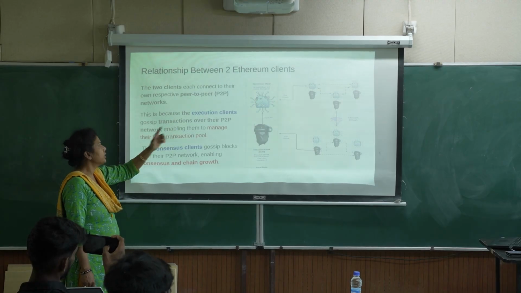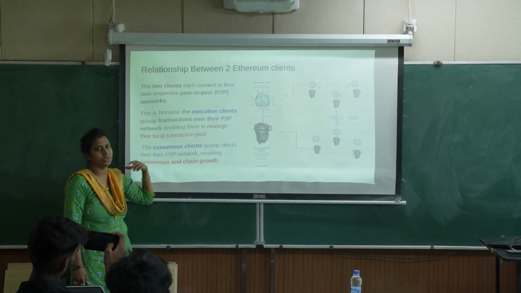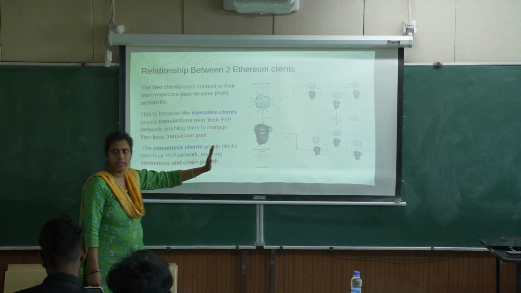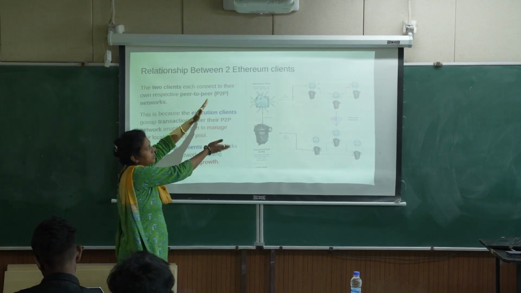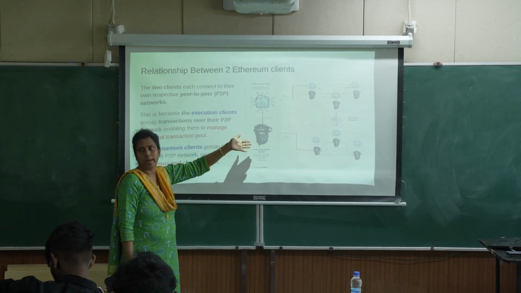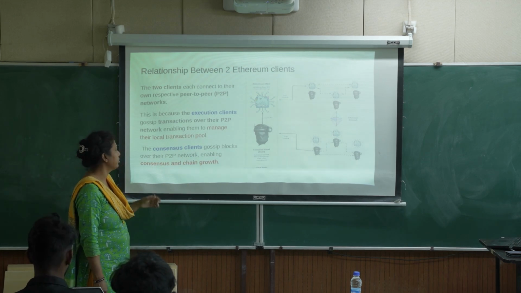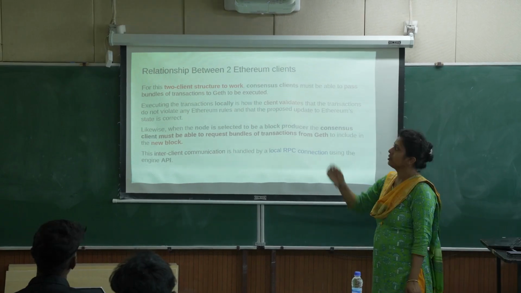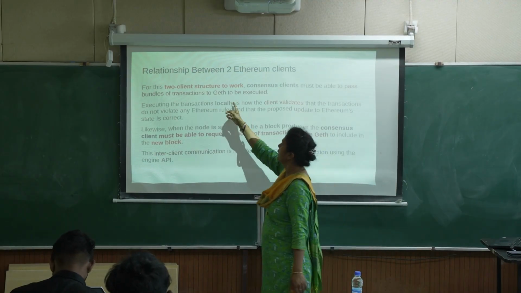This is because the execution client gossips transactions over the peer-to-peer network, enabling it to manage its local transaction pool. The execution client is connected to one peer-to-peer network, and the consensus client is connected to another. When Ethereum adopted proof of stake, we needed these two clients, the consensus client and the execution client. The consensus client gossips blocks over its peer-to-peer network, enabling consensus and chain growth. For this structure to work, the consensus client must be able to pass a bundle of transactions to Geth to be executed.